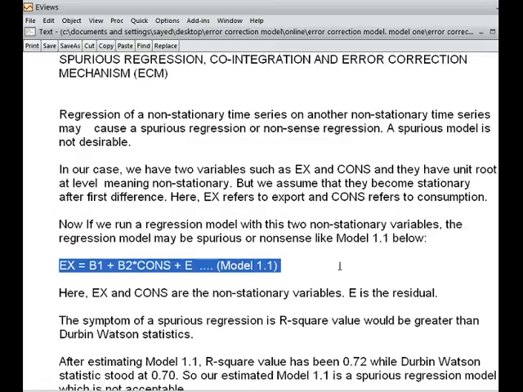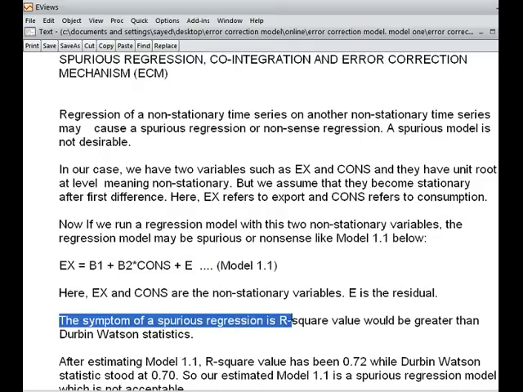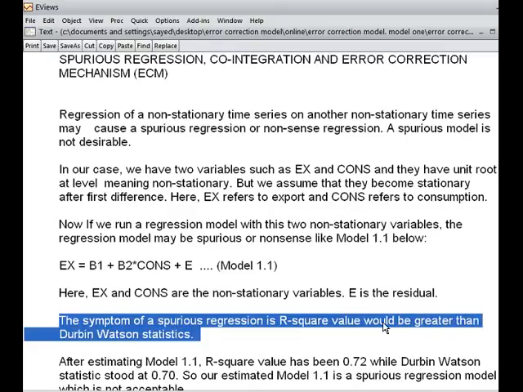Okay, what is the symptom of spurious model? The symptom of a spurious model is R square value would be greater than Durbin-Watson statistics. So that is the guideline of a spurious model. If the value of R square is more than Durbin-Watson statistics, then the model becomes spurious or nonsense.